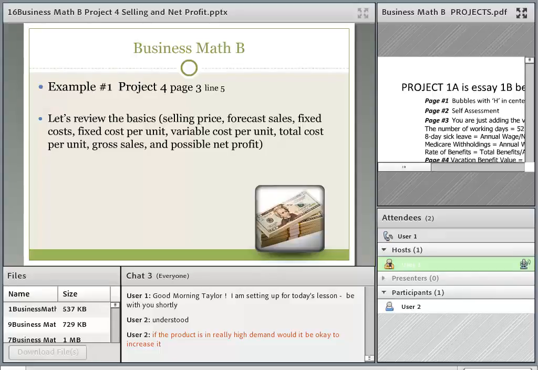The variable cost per unit, same thing. It's the thing that changes per unit, per one product. Total cost per unit is going to be the fixed and variable together. Gross sales is all the income that comes in. And the net sales is going to be all the income, subtract all of these expenses. So now let's look at each of these again visually.